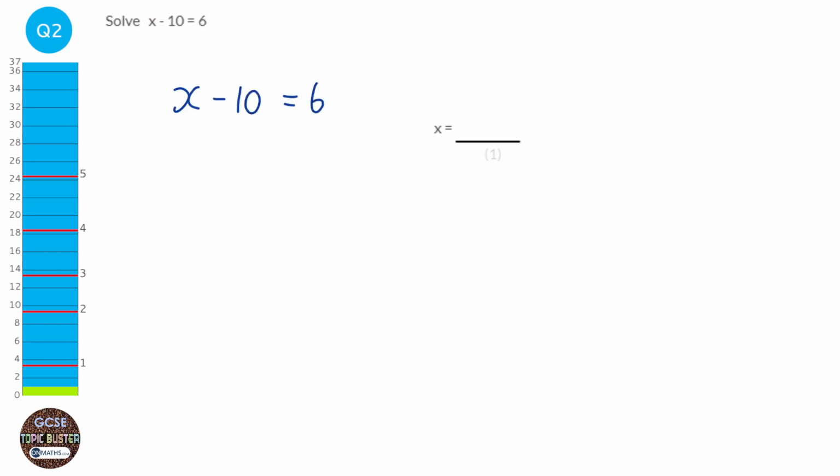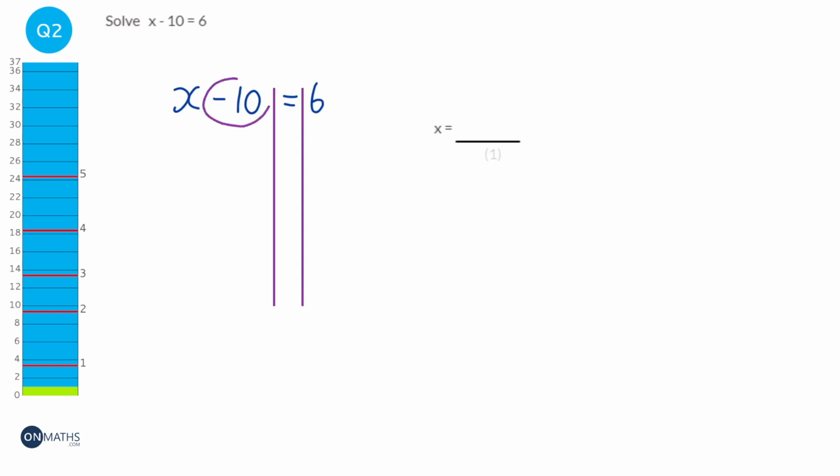When we're told to solve, it means we need to find out what x is. And there's a nice little strategy to be able to do that. The first thing we do is just draw lines left and right of the equal sign. And we look at the left-hand side and work out what is stopping x from being on its own. Well, this -10 here is stopping x from being on its own. So we need to get rid of that somehow, and we do that by doing the opposite of it.